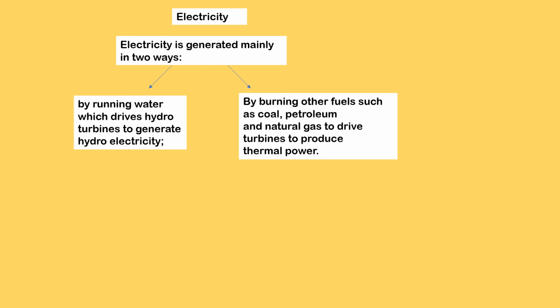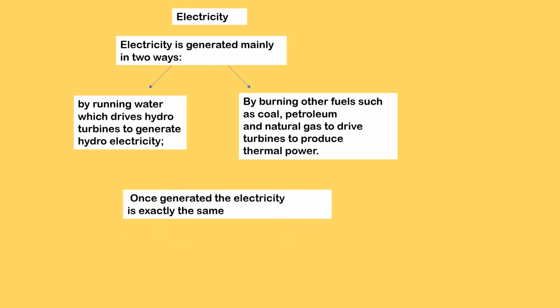Electricity. Electricity is generated mainly in two ways. One is by running water, that is hydroelectric. The other is burning fuels, coal, petroleum, natural gas, thermal power. Once generated, the electricity is exactly the same, whether it is hydroelectric or thermal.